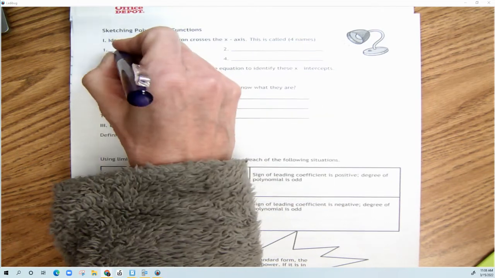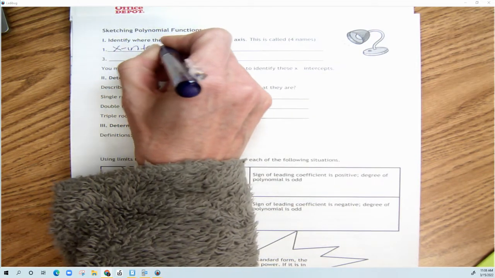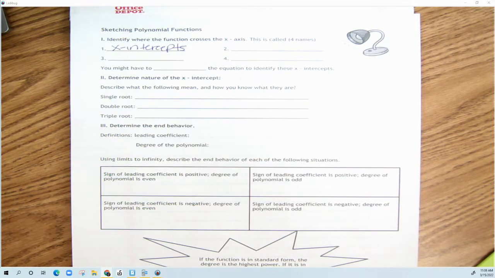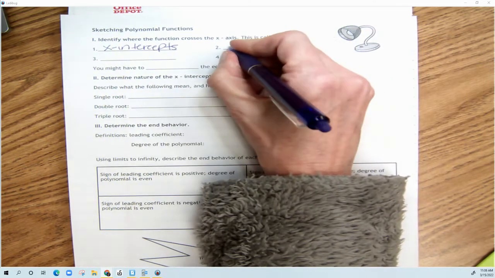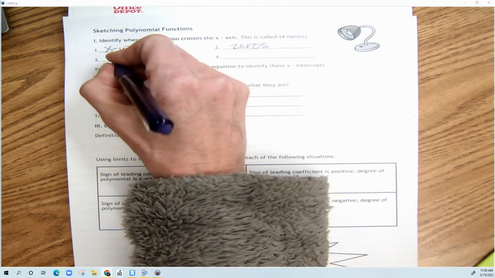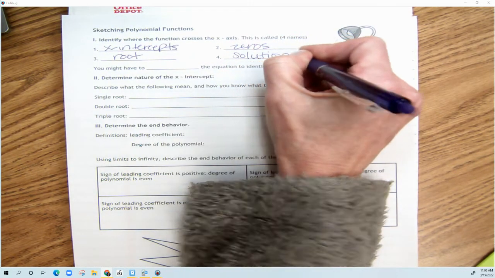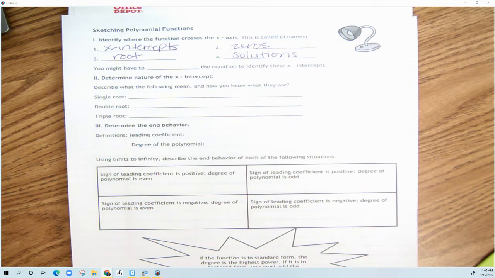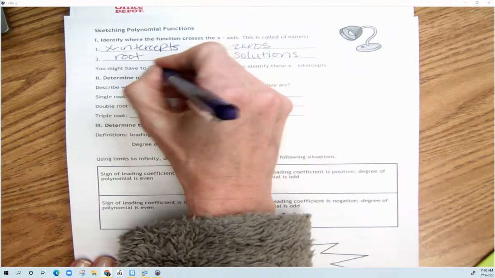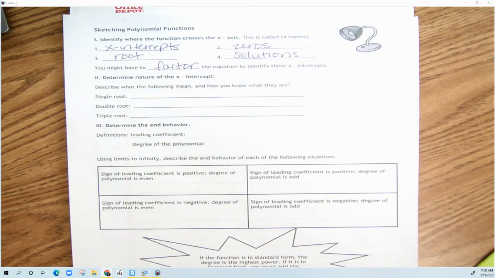So x-intercepts is, I guess, the most obvious term for where you're crossing the x-axis, but also zeros, roots, and solutions, in no particular order. They just all refer to where a function interacts with the x-axis. You might have to factor the equation to identify the x-intercepts.